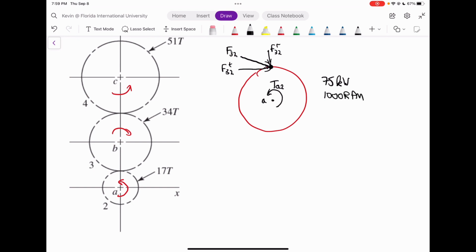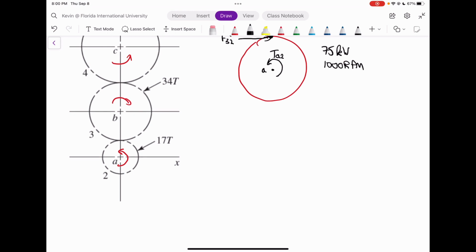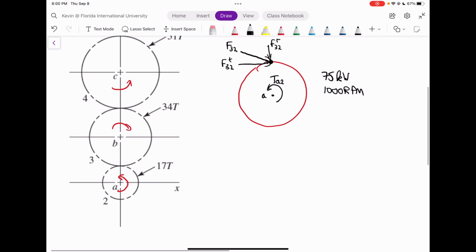RPM. And if we know that, we can therefore find what our WT is going to be equal to. That's going to be our first step, to find WT, so that we can then find other things later on and find the forces on gear 3. So WT is equal to F32T. That would be the force F32T, equivalent to WT in the direction given, which is equal to 60,000, because we're using SI units, times 75 kilowatts over pi times D2.